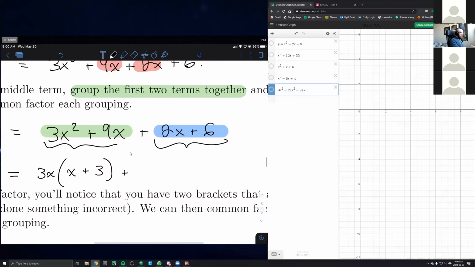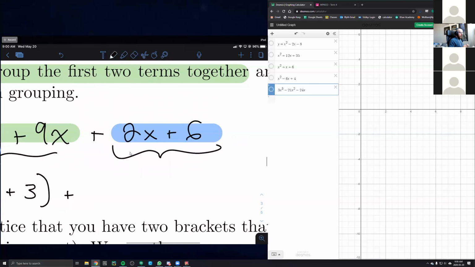Now, when I look at the second grouping, not as much to factor here, right? Only one term has an x in it, so I can't common factor an x. But both 2 and 6 are divisible by 2, so I can common factor out a 2. So I'll have 2, and then x plus 3.